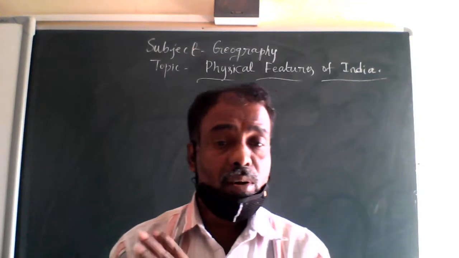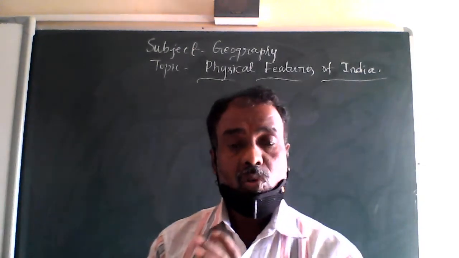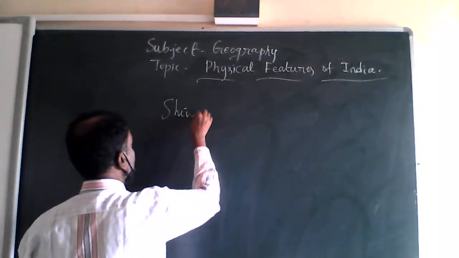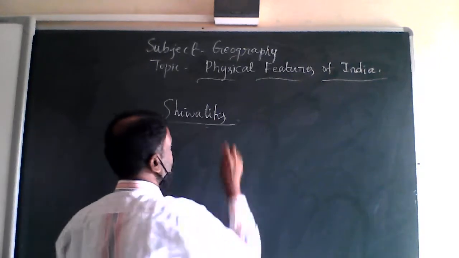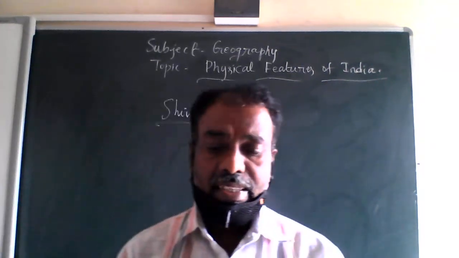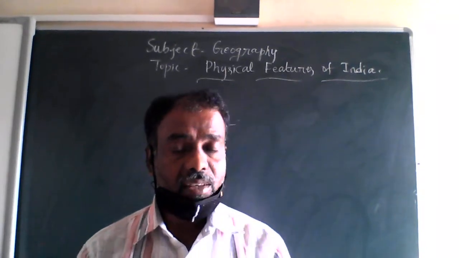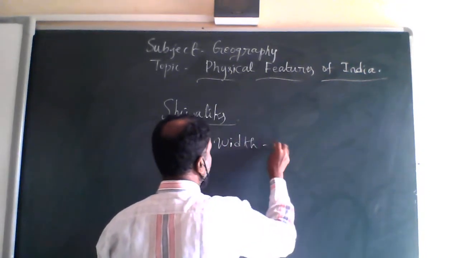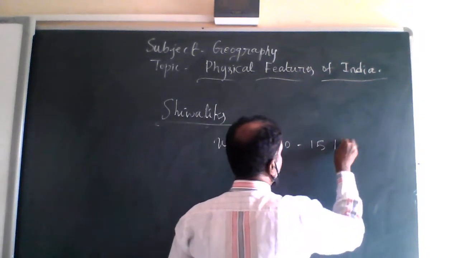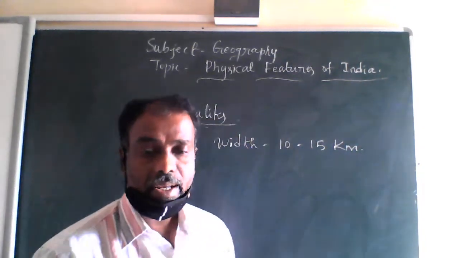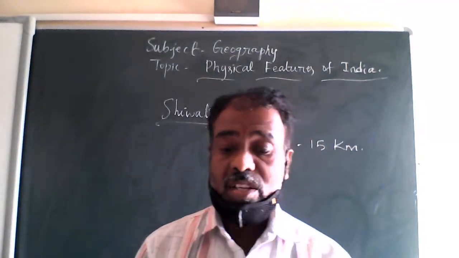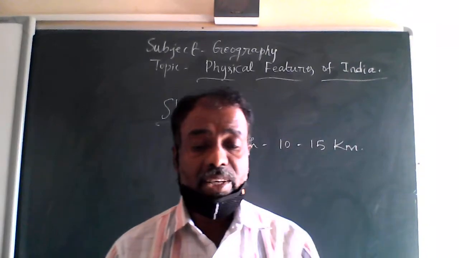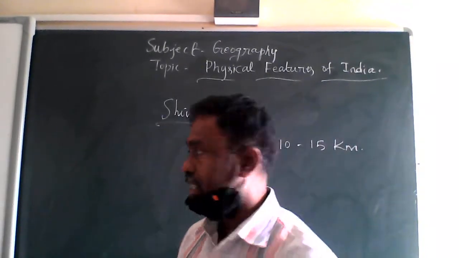The outermost of the Himalayan ranges is called the Shivalik range. Okay. They extend over a width of 10 to 15 kilometers, and have an altitude varying between 900 to 1100 meters.